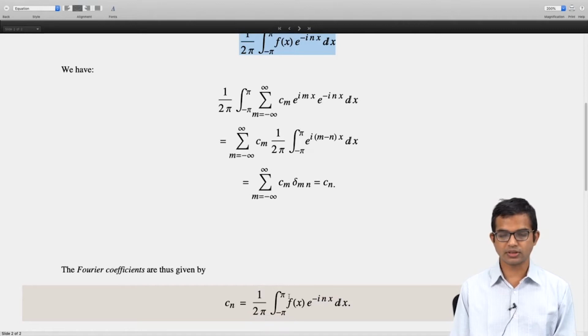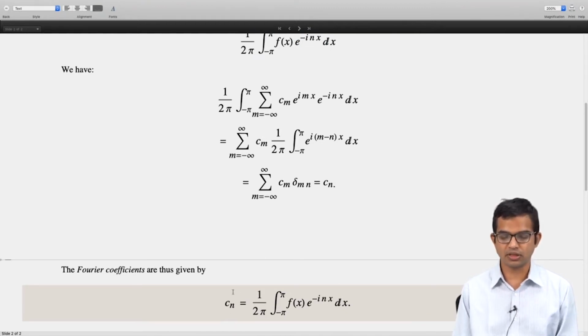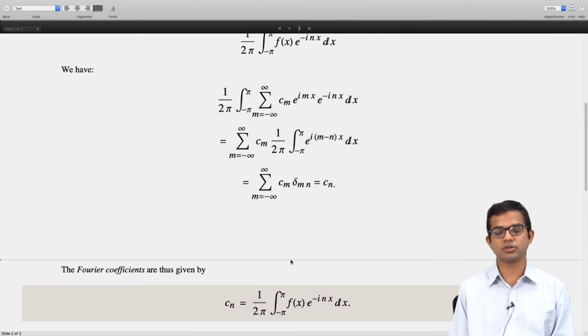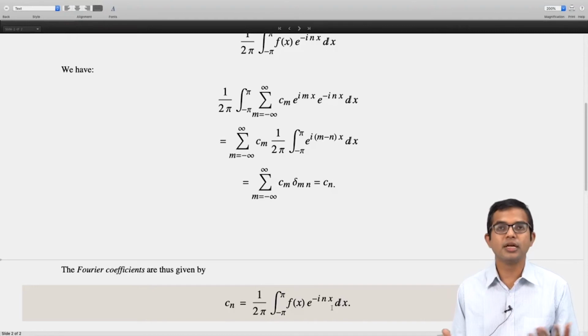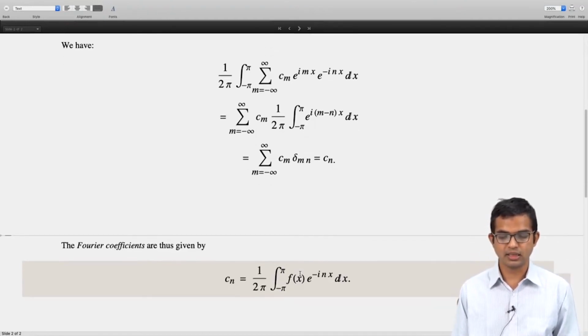If you're given a function f of x which is periodic with period 2 pi, and you want to express this as a Fourier series involving these complex exponentials, then the coefficients are given by just this simple expression. The advantage with this formulation is that it's just one single expression to remember: cn is equal to 1 over 2 pi integral minus pi to plus pi f of x e to the minus inx dx.